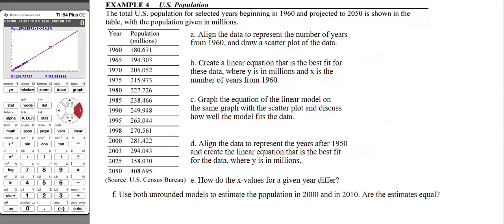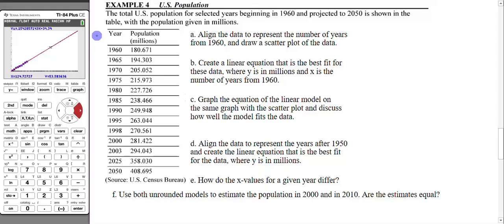Example 4 is on U.S. population. The total U.S. population for selected years beginning in 1960 and projected to 2050 is shown in this table with the population given in millions. So we need to first align the data to represent the number of years from 1960, and then we'll draw a scatter plot of the data.